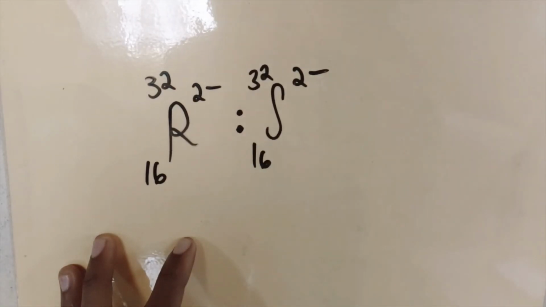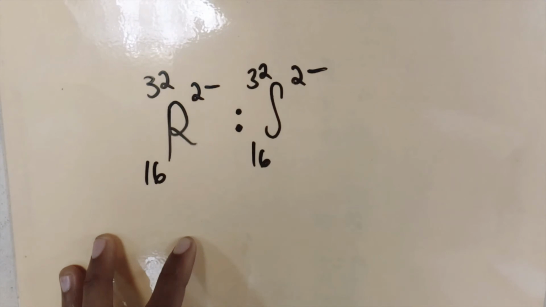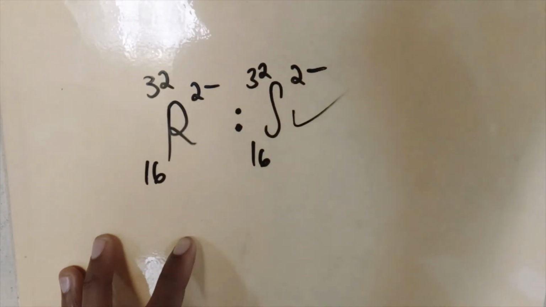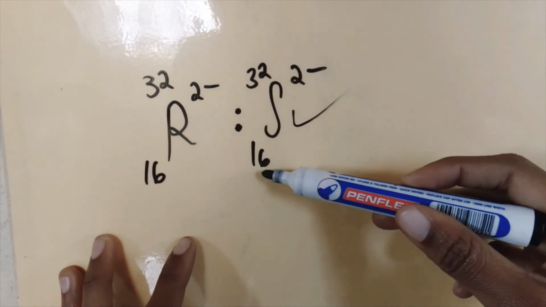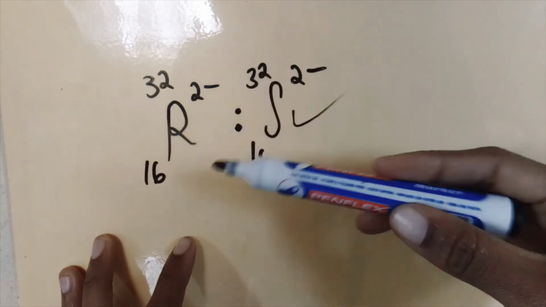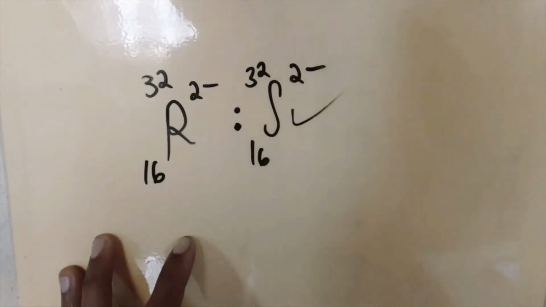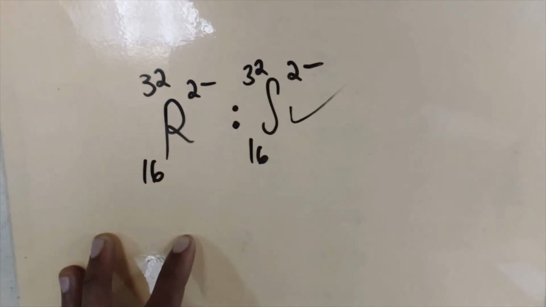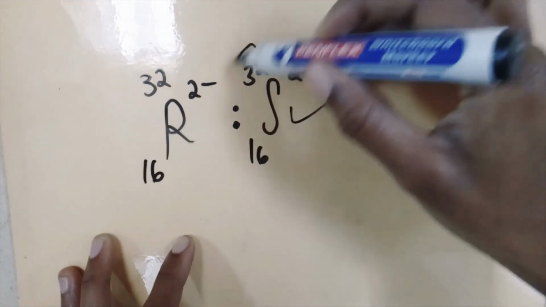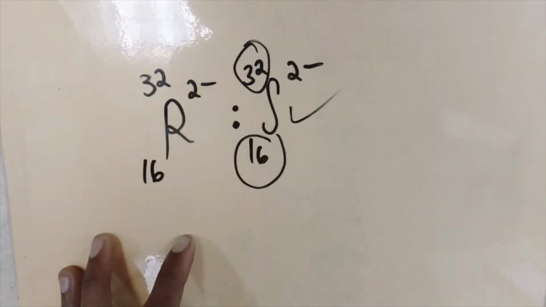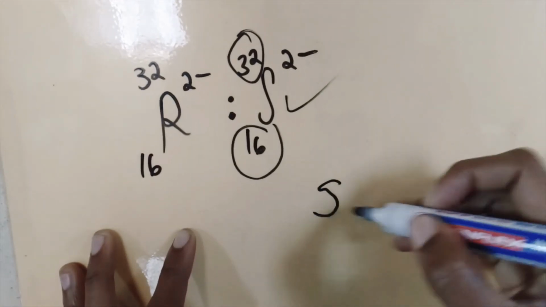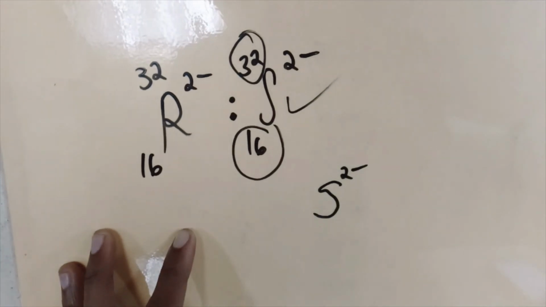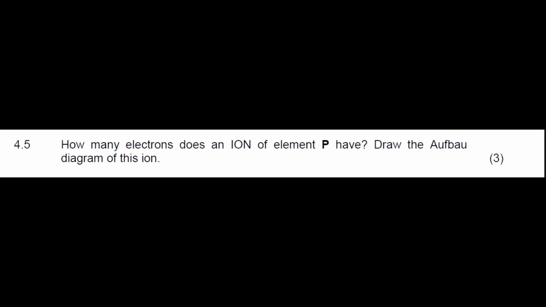4.2.3 requires us to write down the chemical symbol for R. So remember, we've already identified that R is actually sulfur because it has an atomic number of 16 and an atomic mass of 32. So it's sulfur. But because they are just asking for the chemical symbol, you don't need to write the atomic mass or the atomic number. You can just write down sulfur, S, and then 2 minus to show that it has gained 2 electrons.